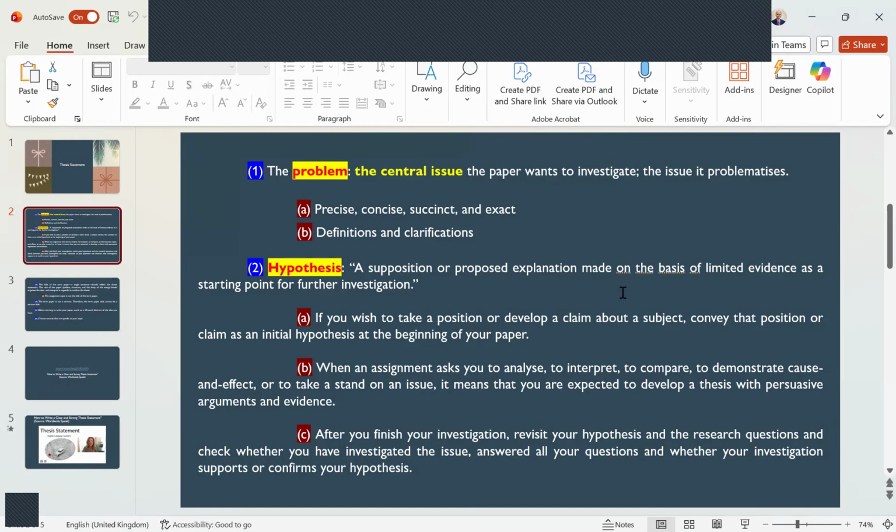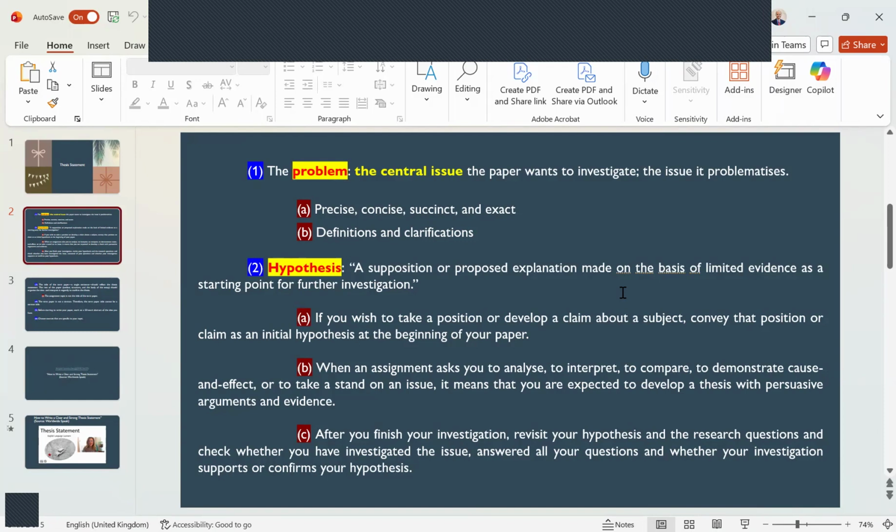But at the end of your study, you will have to come back and clarify whether your hypothesis still holds, or your further investigation or research suggests exactly the opposite. So you will have to come back and clarify that hypothesis. So if you wish to take a position or develop a claim about a subject, convey that position or claim as an initial hypothesis at the beginning of your paper.